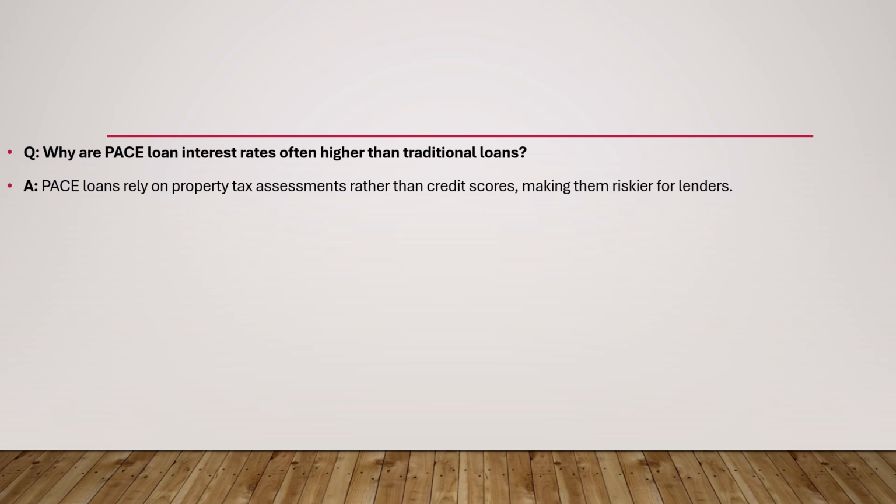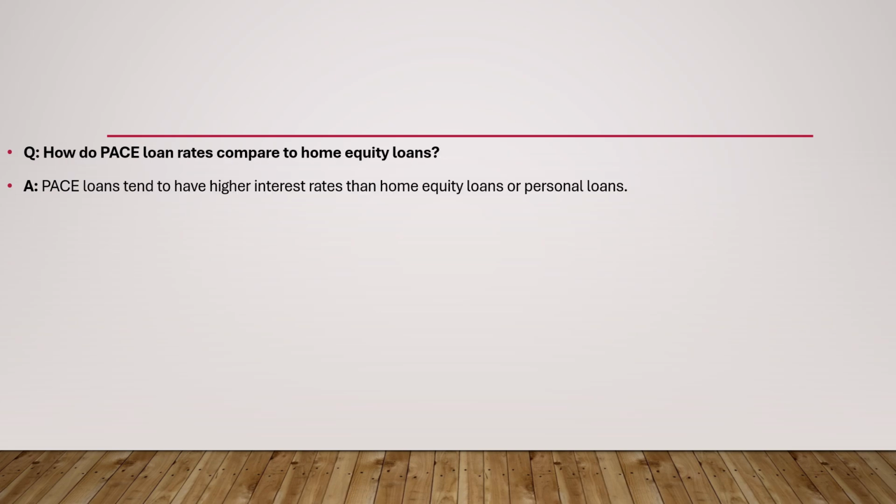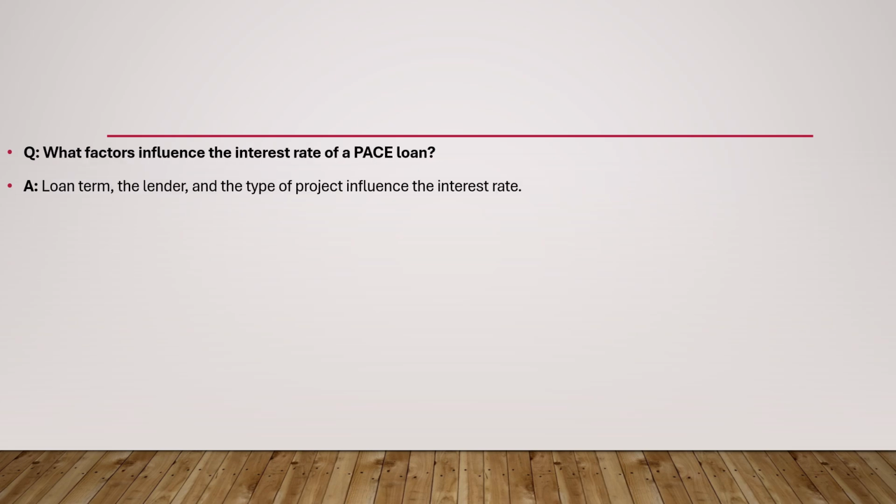Why are PACE loan interest rates often higher than traditional loans? PACE loans rely on property tax assessments rather than credit scores, making them riskier for lenders. How do PACE loan rates compare to home equity loans? PACE loans tend to have higher interest rates than home equity loans or personal loans. What factors influence the interest rate of a PACE loan? Loan term, the lender, and the type of project influence the interest rate.